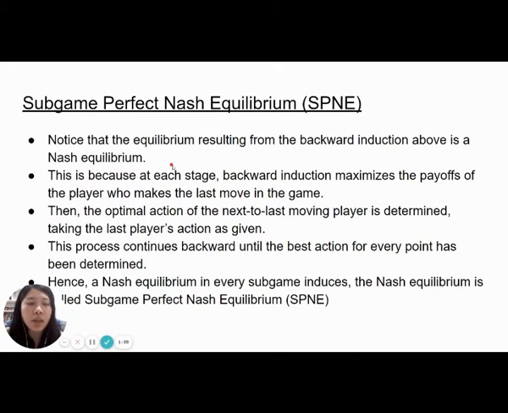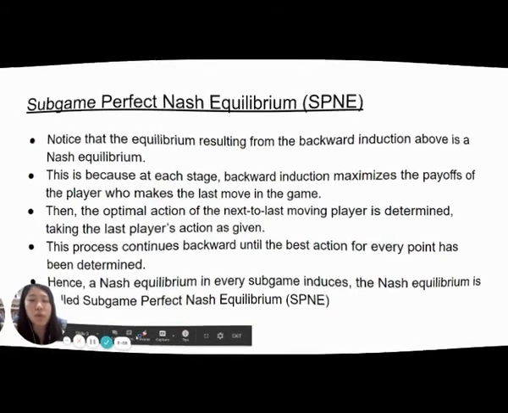This is because at each stage of the game, backward induction starts by maximizing the payoff of the player who makes the last move in the game. Then the optimal strategy of the next-to-last moving player is determined, until the action in every stage has been determined. Hence, the subgame perfect Nash equilibrium is formed, as the Nash equilibrium in every subgame is induced.